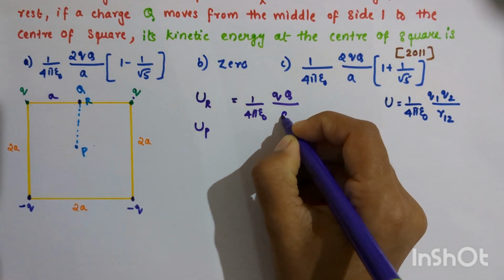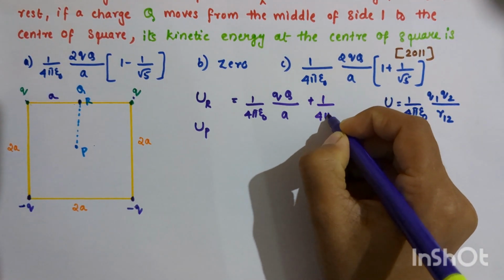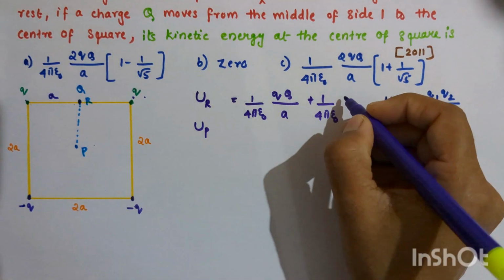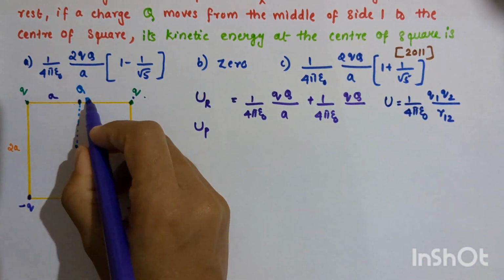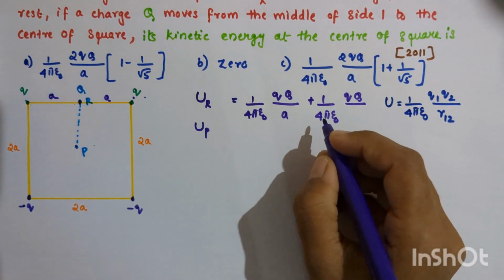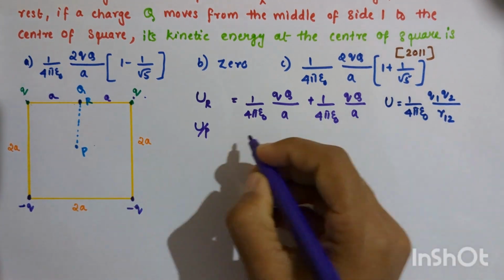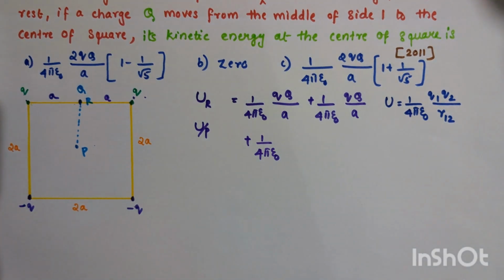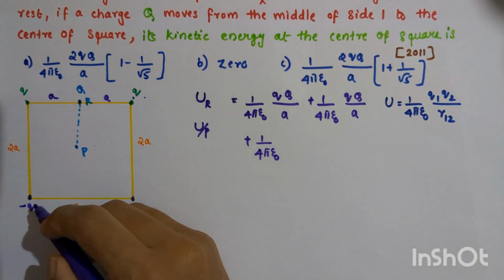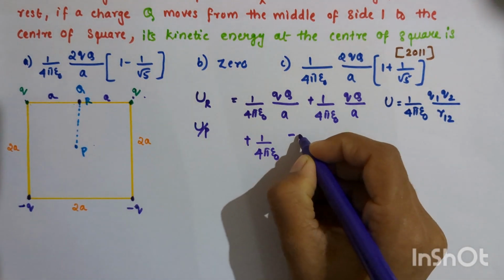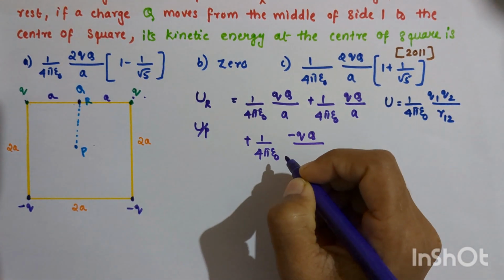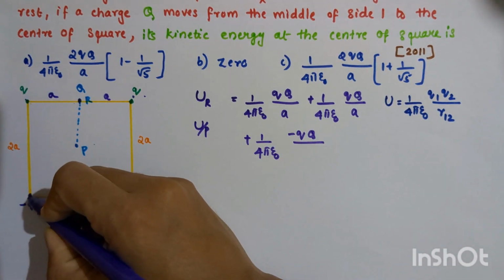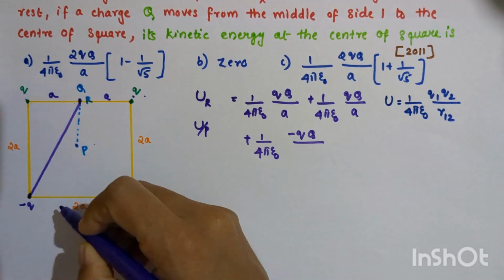So q Q by a, plus 1 by 4 pi epsilon 0. Now I am considering this other charge q, so q into capital Q divided by the distance between them, which is also a. So qQ by a. Then plus 1 by 4 pi epsilon 0. Next I am considering this charge minus q, so minus q into plus Q divided by the distance of separation between these two charges. That is, we want to find out this distance.